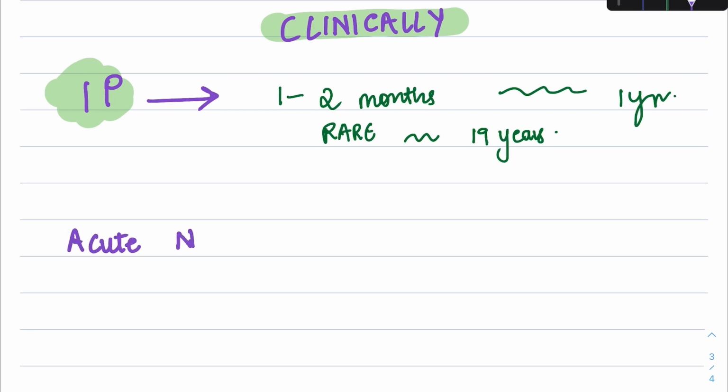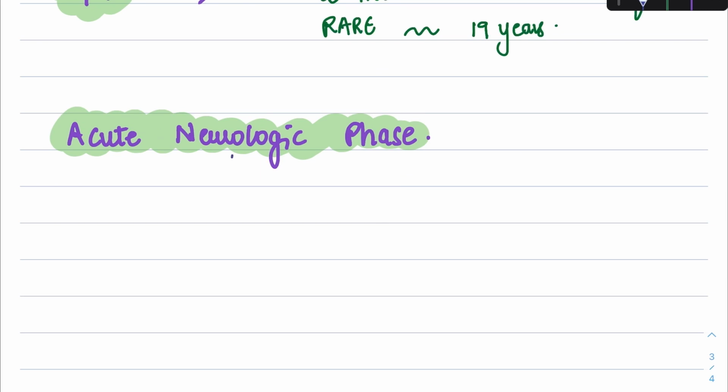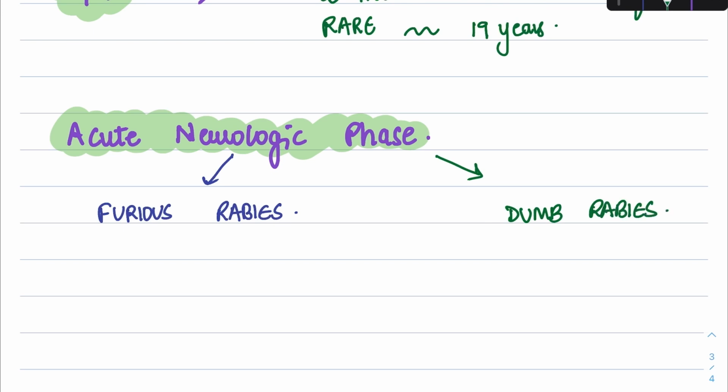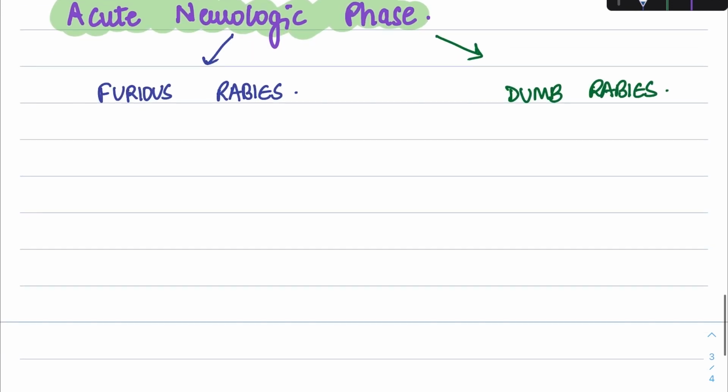Now, next clinical thing which is very important, let's talk about the acute neurologic phase. Now, this acute neurologic phase can either be of two types. One is the furious rabies, also called as the encephalitic rabies, which occurs in 80% of the people, majority, and the other one is the dumb rabies, also called as paralytic rabies, which occurs in only 20% of the people.